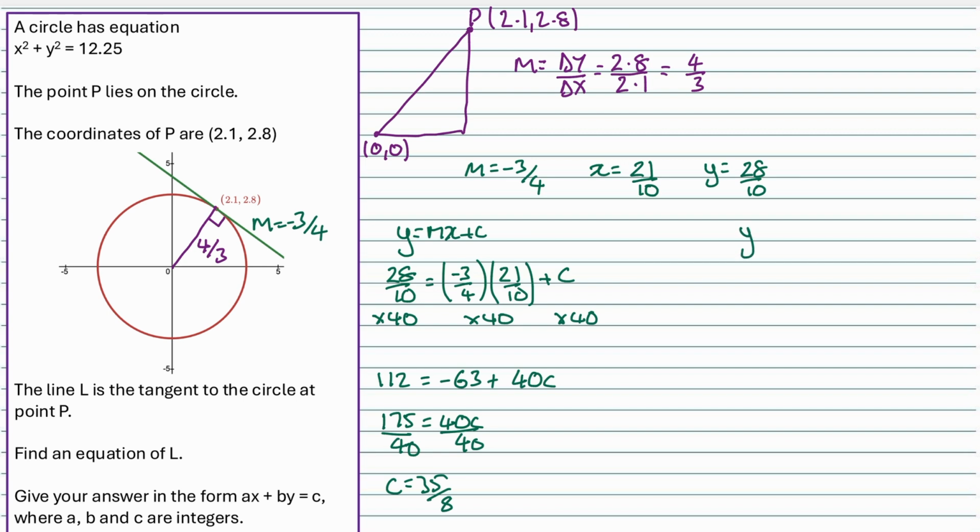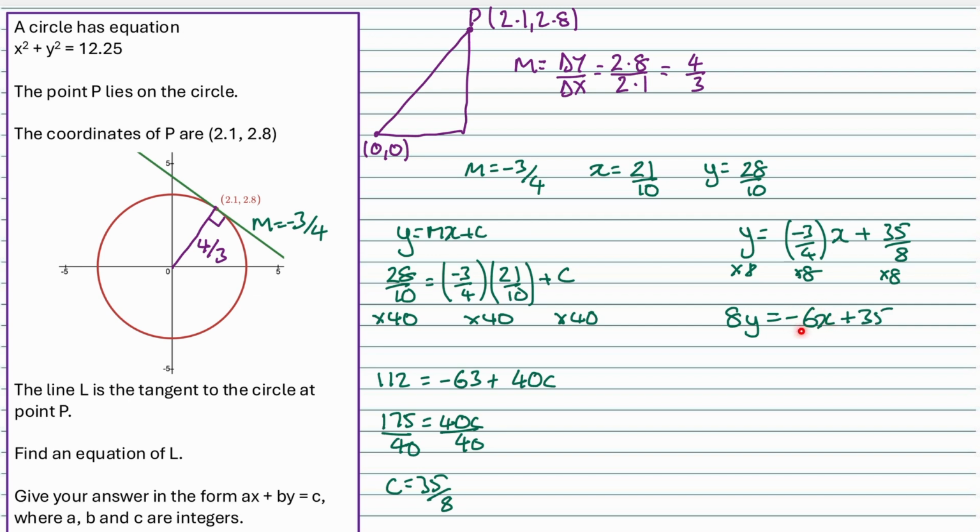So we'll have y will equal m, -3/4, multiplied by x, plus our value for c, 35/8. Now we need to write it in this form. So I'm going to multiply everything by 8. That will cancel out these two denominators. So we'll have 8y, and this will give us -6x. And then these two 8s will cancel, and that's plus 35.